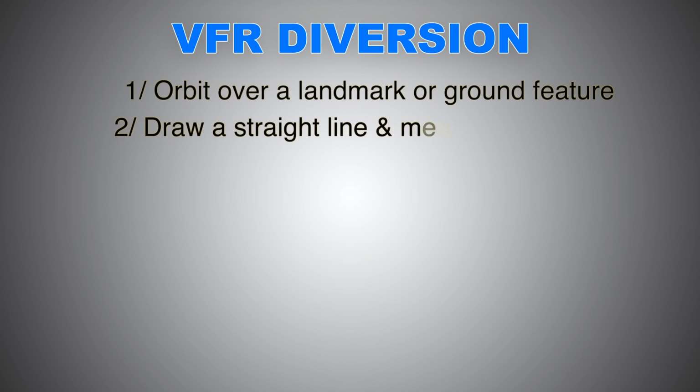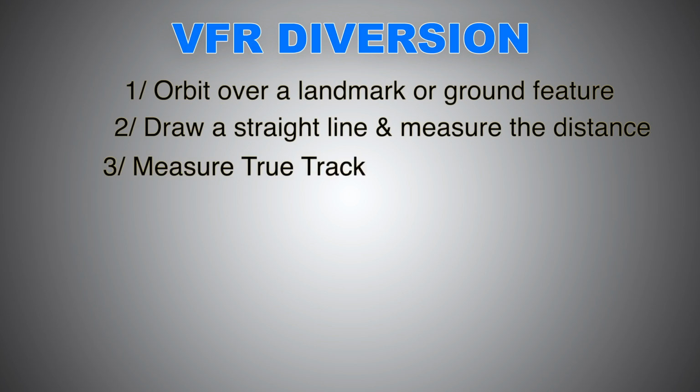Then you draw a straight line from your current position, the position you are holding over, orbiting over, to the point or airfield you need to divert to, and then measure the distance. Now, with your protractor, you measure your true track. It doesn't have to be 100% accurate to the degree. A couple of degrees off would not be an issue since you are flying VFR anyways.